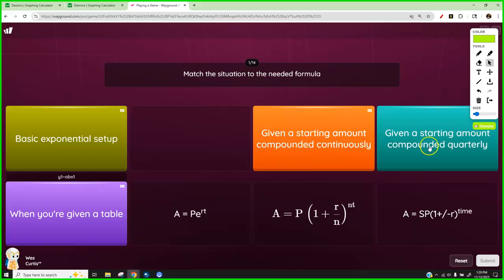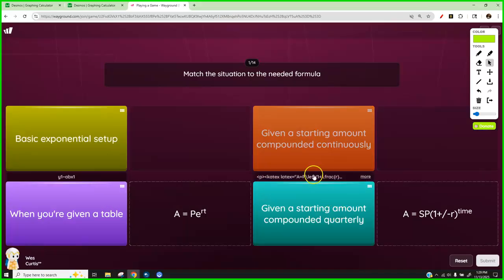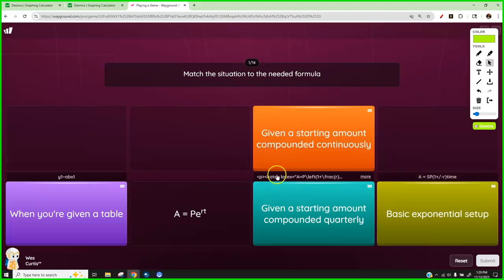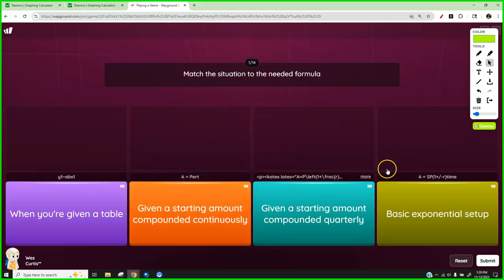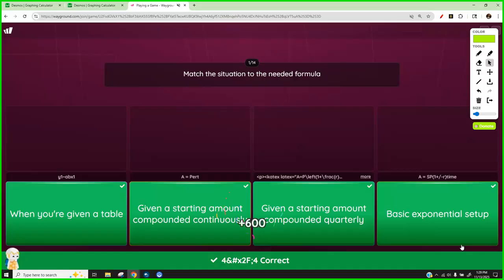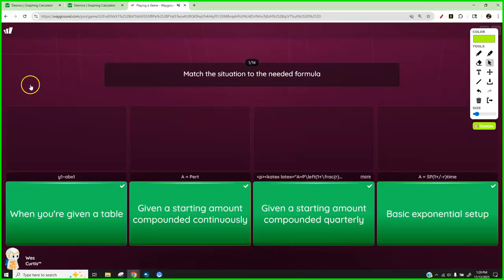So the newest thing we learned is compounding. Given like quarterly or daily, you need two n's in the formula. The basic exponential setup is starting point times 1 plus or minus the rate, and time. Then, of course, I've just figured out that we don't need this in Math 3, but compounding continuously is Pert, with the rt being exponents. You don't need to know that for my test.